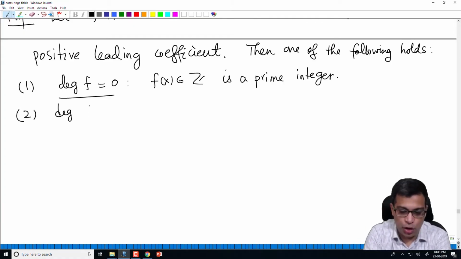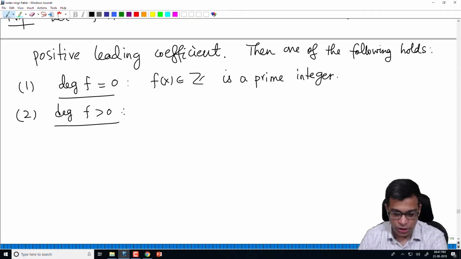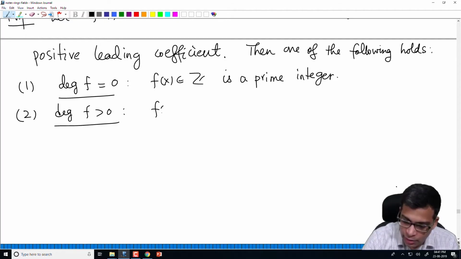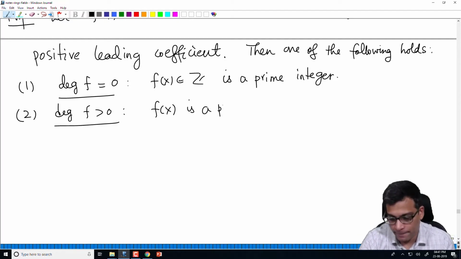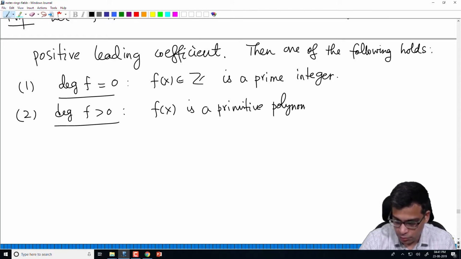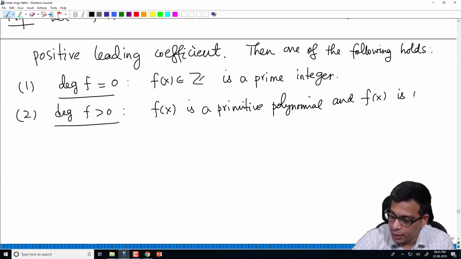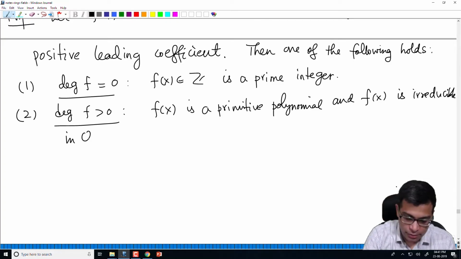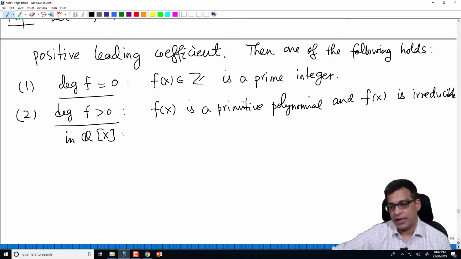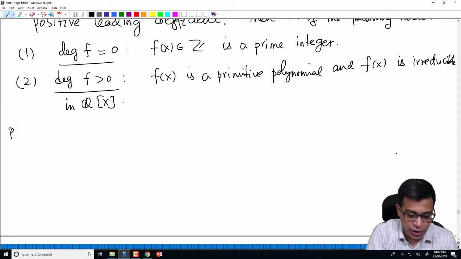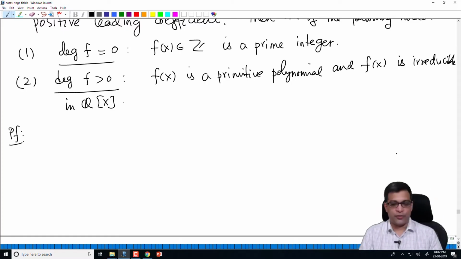Second possibility is it's not constant, in other words its degree is positive. Then f is actually a primitive polynomial, and more importantly, f is irreducible in Qx. So the hypothesis is that it's irreducible in Zx, but it's actually also irreducible in Qx. So let's prove this quickly. This is again not difficult given whatever we have done so far.